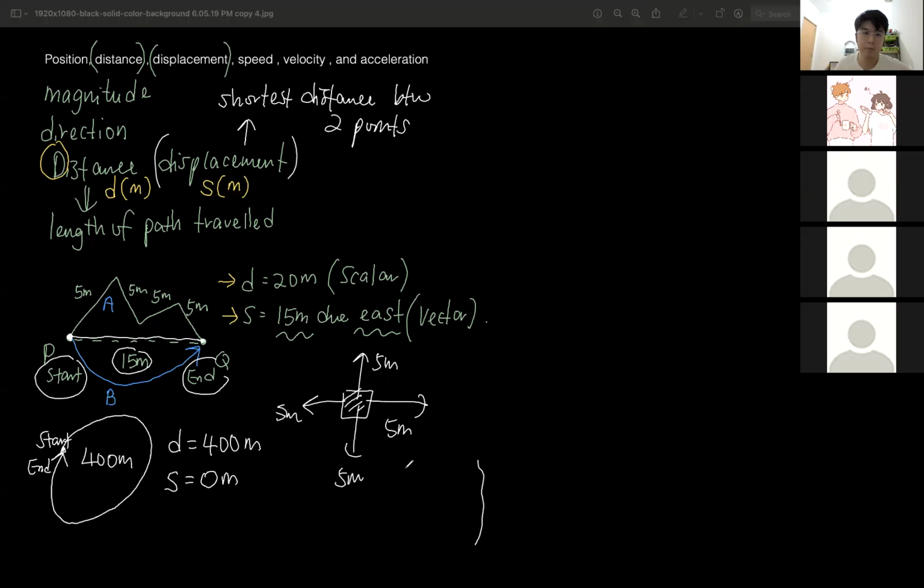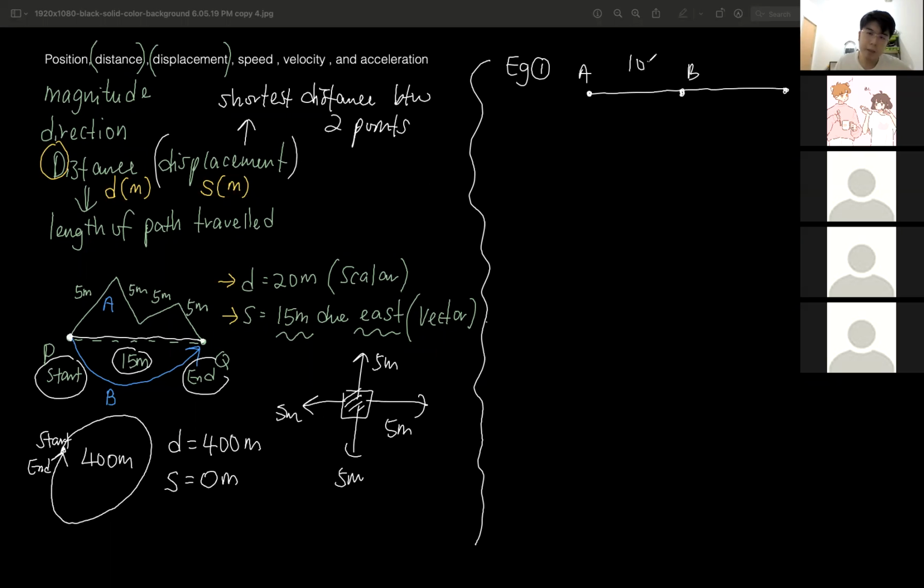Let me just draw a line here. Okay, example one. Let's say we got three stations A, B, C on a straight road, 10 meter apart. A person started at station A, walks to station C. Okay, C over here. And then comes back to B. What is the distance traveled? Simple. D equals 10 plus 10, and then come back another 10, right? So you got 30 meter. Okay. Now, what about the displacement?